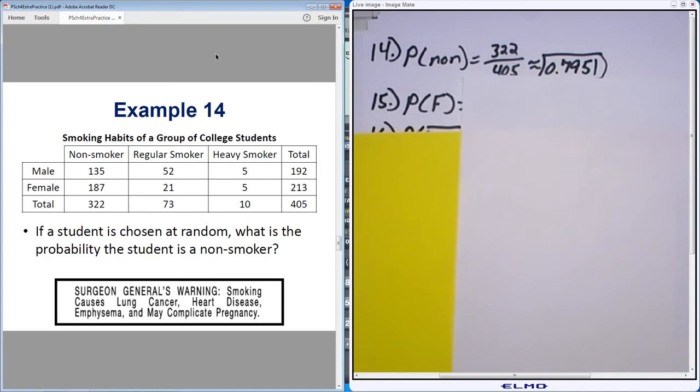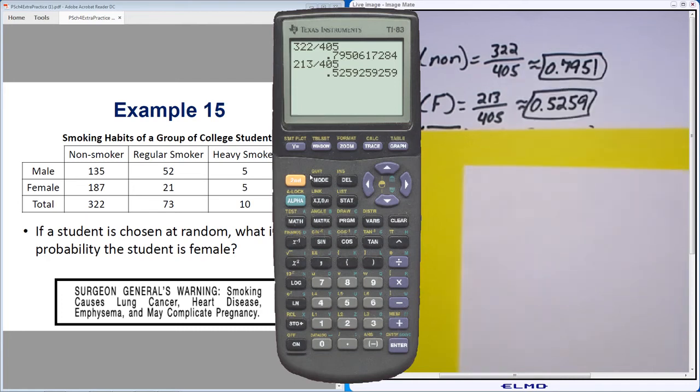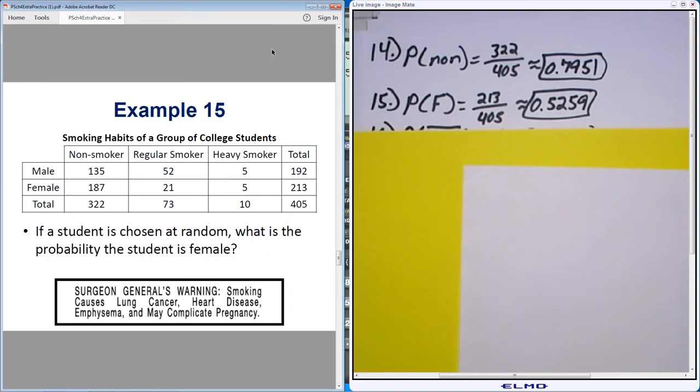Let's take a look at number 15. It says if a student is chosen at random, what's the probability the student is female? I'll use an F for females. Alright, so here's the females. There are 213 of those out of 405 total, so 213 out of 405. And I get 0.5259. That's number 15.